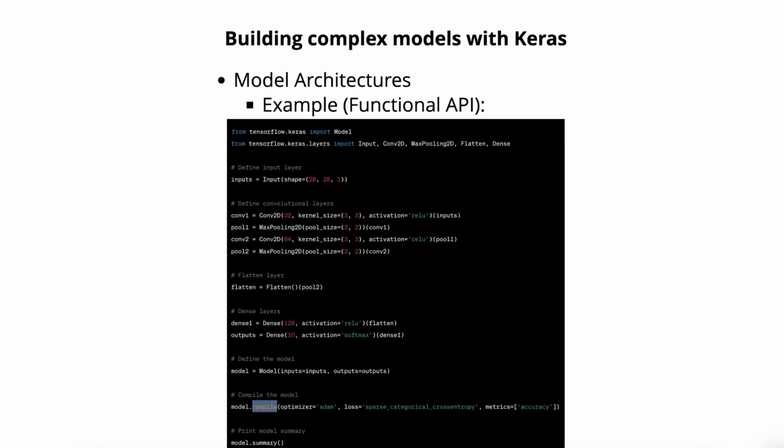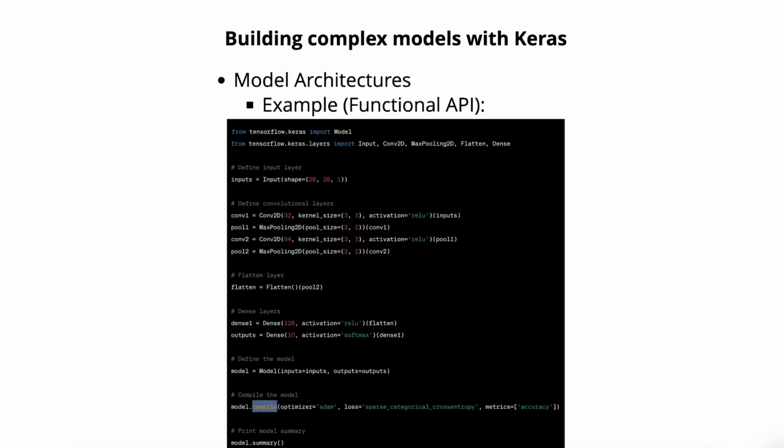For conv2, we say Conv2D 64, kernel size 3 by 3, activation relu, and pass the pool 1. And for pool 2, MaxPooling2D, pool size equal to 2 by 2 and pass the conv2. Next, flatten the layers by calling the Flatten function on pool 2. Next, we'll do the dense layers, where we call Dense function with 128 activation relu and flatten, and Dense function 10 with activation softmax of dense 1.